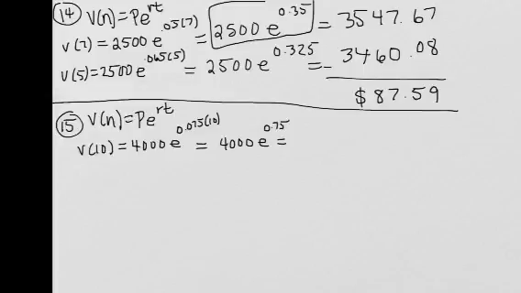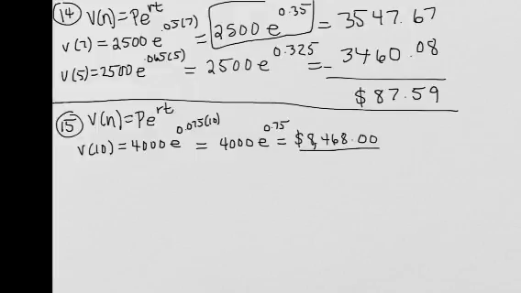For number 15, it's again an investment in an account that is compounded continuously. The interest is compounded continuously at 7.5%, $4,000. So that's the way you set it up right here. This is the setup. And so all I did for the second step is just multiply the 0.075 times 10, which gave you 0.75, input it into a calculator, and that gives you $8,468.00.